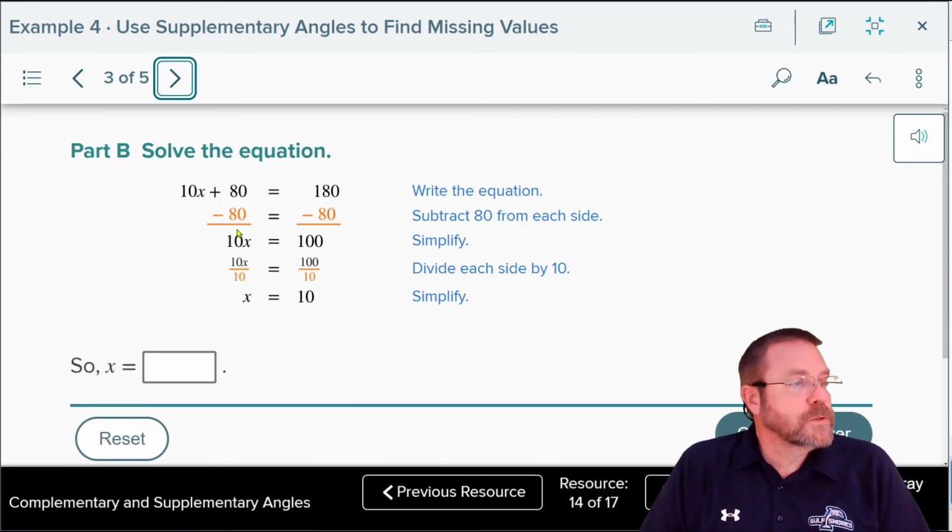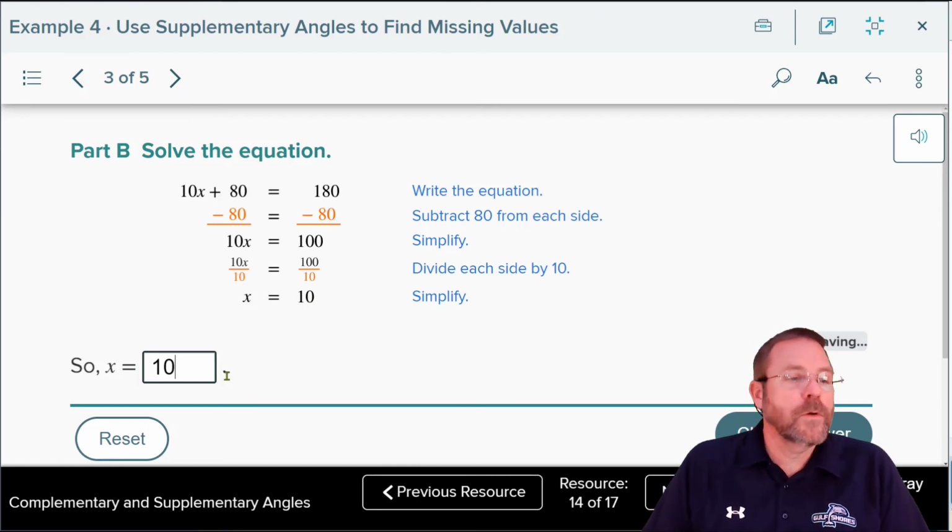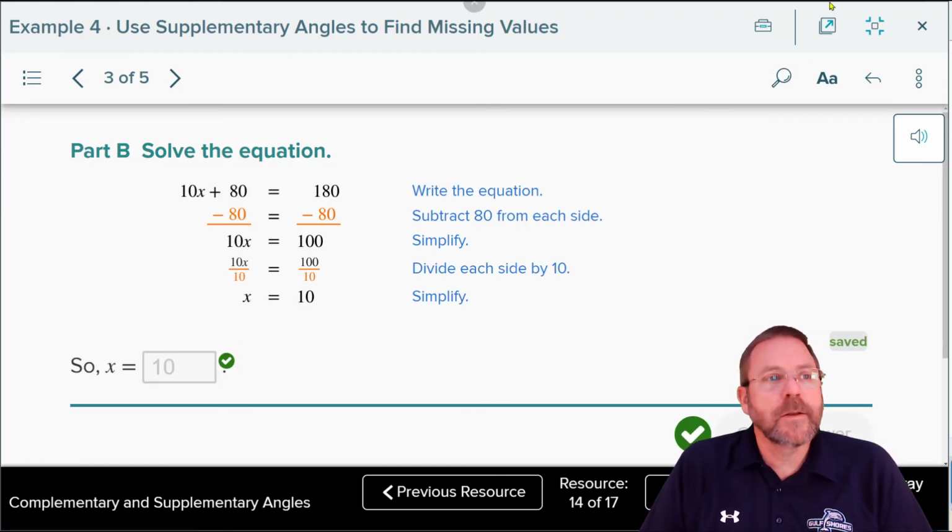They undid addition and subtraction, subtracting 80 from both sides. That left them with 10x is equal to 100 degrees. Then they undid multiplication and division by dividing by 10 on both sides, and that left them with x is equal to 10, so the unknown measuring angle is going to be 10 degrees.